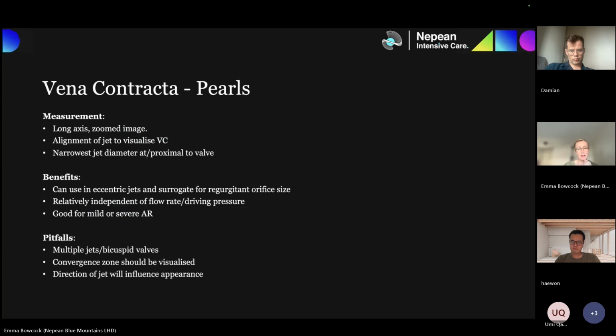So yeah, just really what we've talked about. Make sure your measurements are as good as they can be. It's the narrowest jet diameter, just proximal to the valve. You can use vena contracta in eccentric jets, which is probably a reason that I like it, because we see so many eccentric jets, and it's one of the things that you can use reasonably accurately on that. As I say, it's relatively flow independent, which is why I like it, being an intensivist doing these things. But it's not that good, obviously, if you've got multiple jets, right? And as I say, you don't always see that flow convergence, so it can be hard.